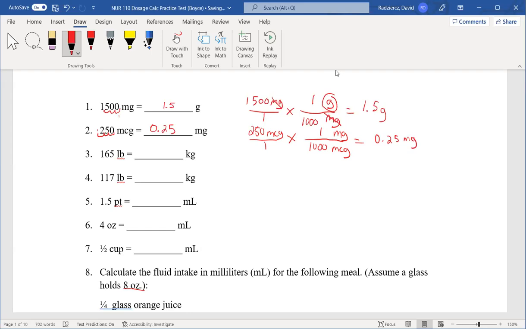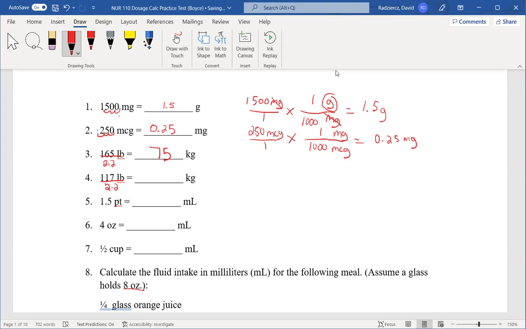I don't really need to show too much work as far as this is concerned. You just need to know to divide this number by 2.2. So when we're going from pounds to kilograms, and usually that's what you're going to be doing, you just need to know to divide the pounds by 2.2. So on my calculator, 165 divided by 2.2 will give me an even 75 kilograms. So that's my answer. I don't need to worry about rounding.